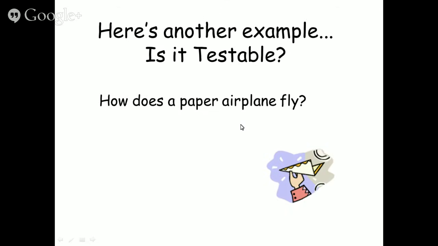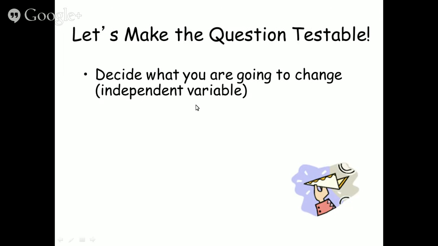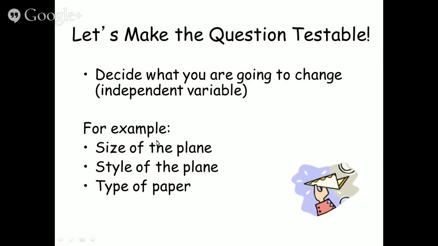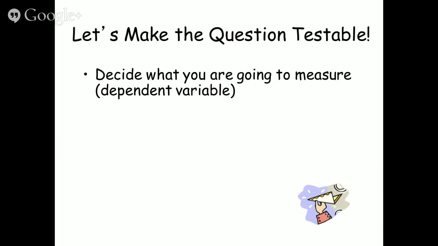Here's another example. Is it testable? How does a paper airplane fly? Decide what you are going to change. What's going to be the independent variable? What's changing? For example, are you going to change the size of the plane, the style of the plane, the type of paper? Decide what you are going to measure, the dependent variable.